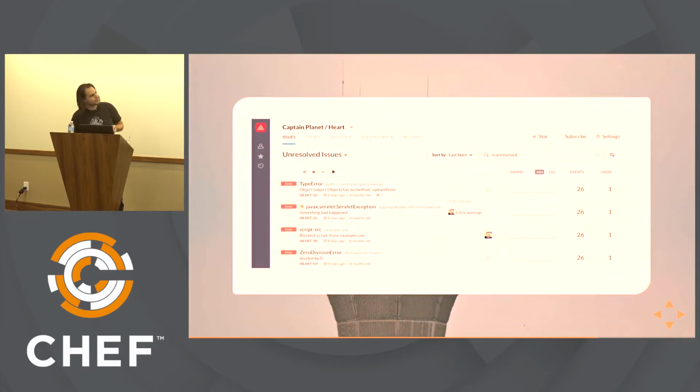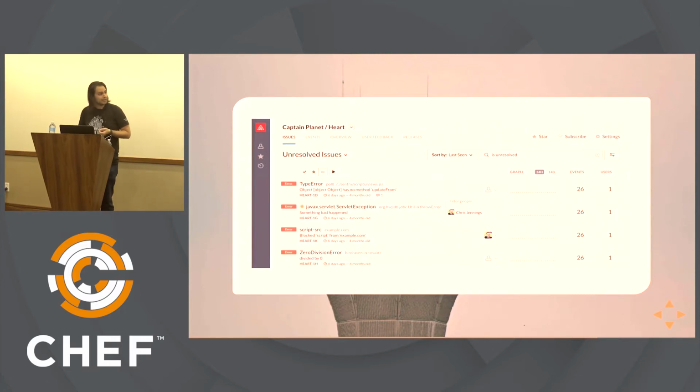But if you're unfamiliar with Sentry, it looks like this. It helps you track all exceptions in your application. And the way it does it, it has its own plugin called Raven. You install it in your application, and lots of languages are supported underneath that.